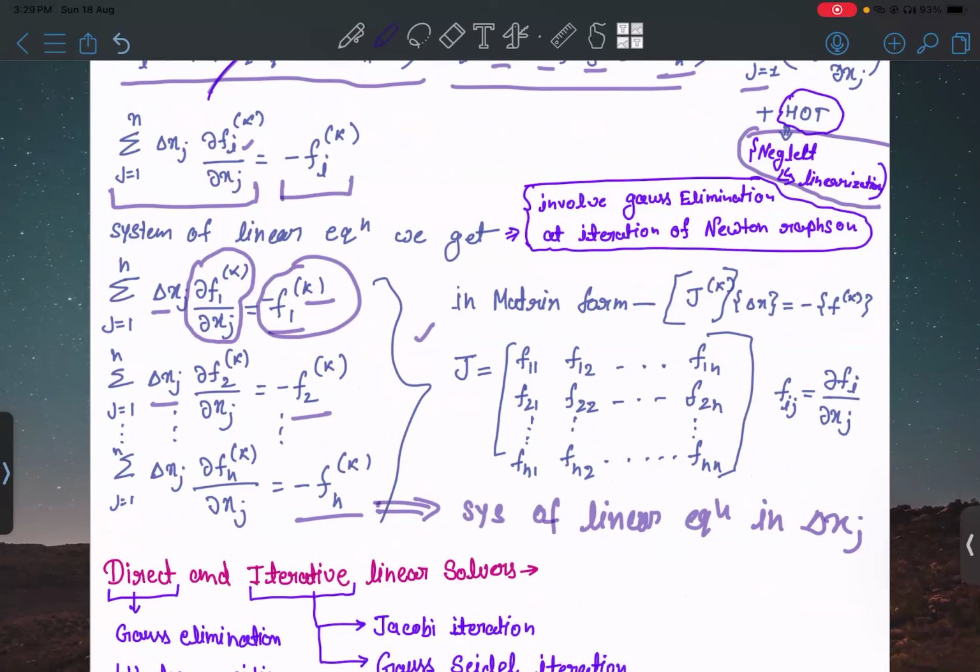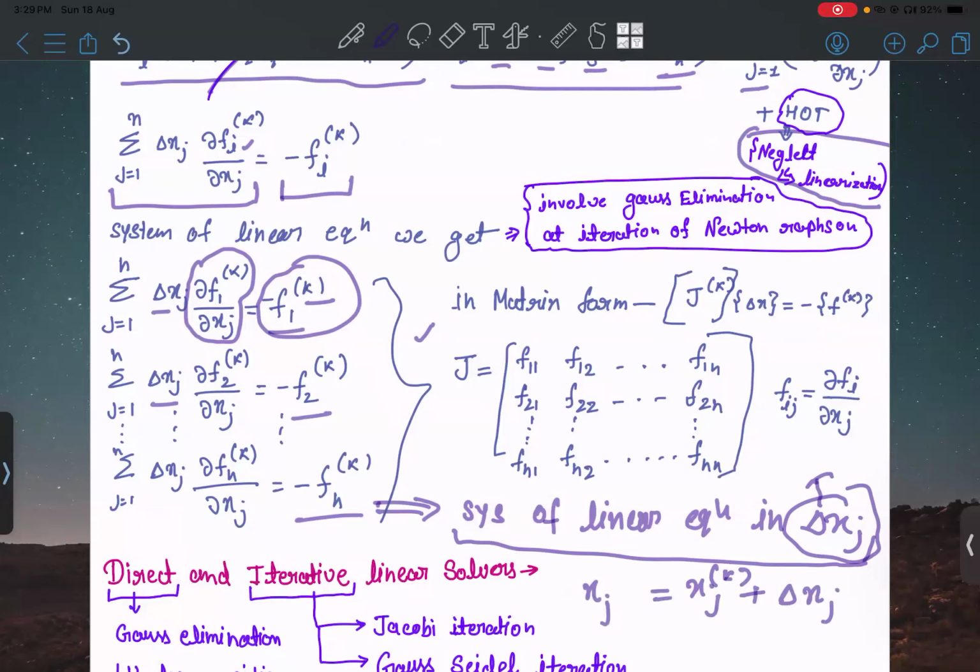I can solve this either using the Gauss elimination method or the LU decomposition method. Once I solve this, I will get the delta xj values. Then I simply add this delta xj value to xj at the kth iteration, which will give me xj at the k plus 1th iteration. Once I find this value, I will move on to the next iteration.